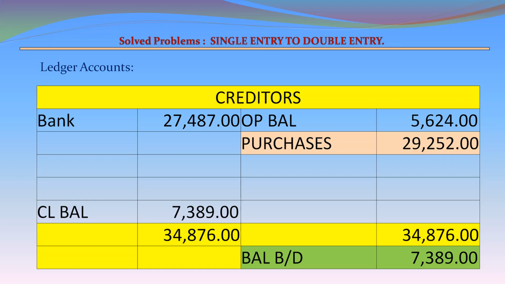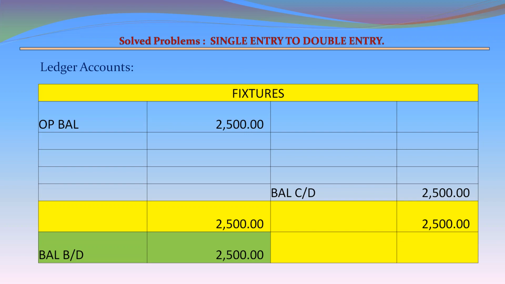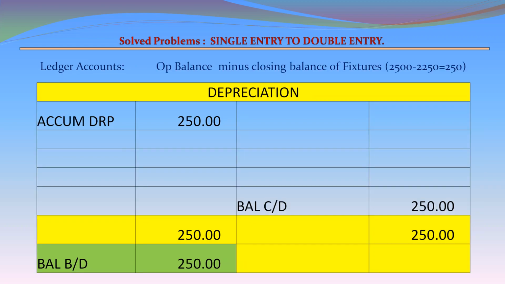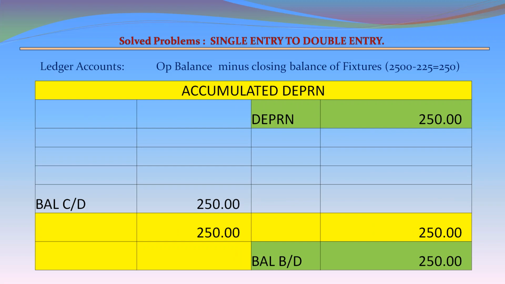purchases, credit purchases. Fixtures, opening balance 2,500 and it remains as it is, 2,500, by the end of the year also, because we need to maintain the fixed assets at cost in the books. Rates prepaid, opening balance 210, closing balance 225. 15 is the expired rates during the year. Depreciation, accumulated depreciation debit 250: opening balance minus closing balance of fixtures, 2,500 minus 2,250, 250 is the depreciation for the year. Accumulated depreciation, by depreciation 250, closing balance 250.